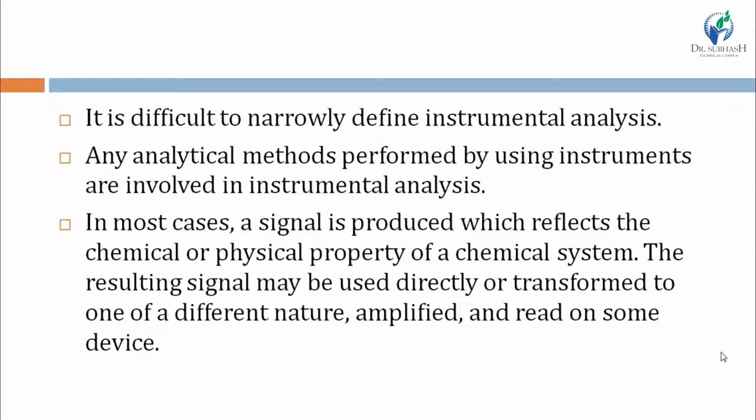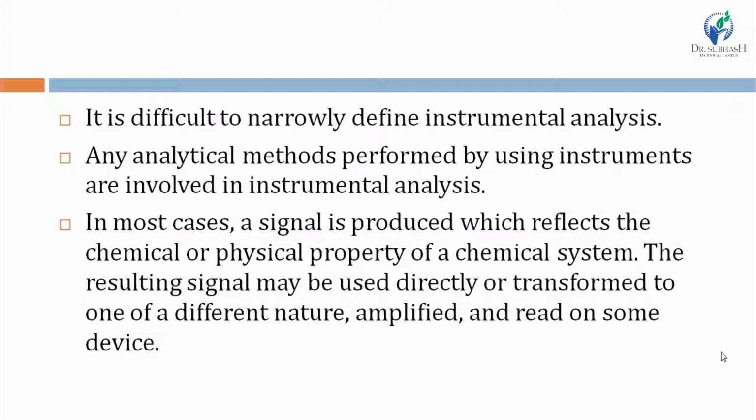And what happens? First of all, initially a signal is produced which reflects a chemical or physical property of a chemical system. Chemical system means sample or can say analyte. Analyte or sample means the chemical compound of which we want to perform analysis is known as analyte or sample or chemical system. First of all, a signal is produced which gives information about either chemical properties or physical properties of the sample.